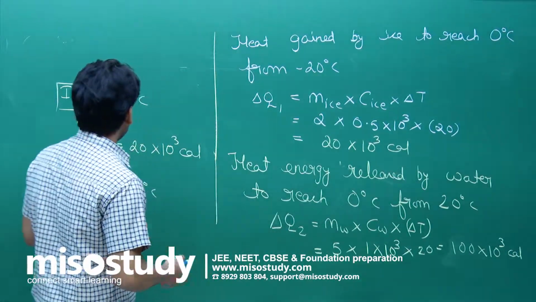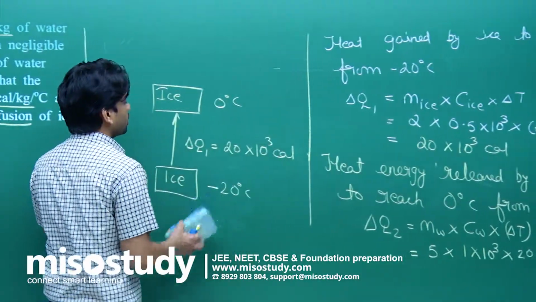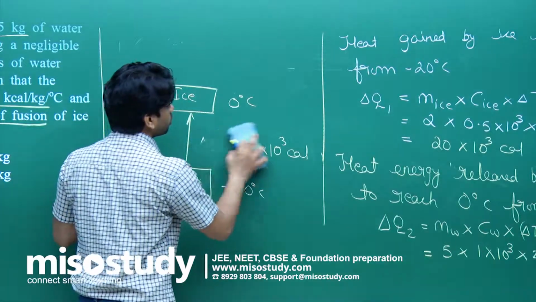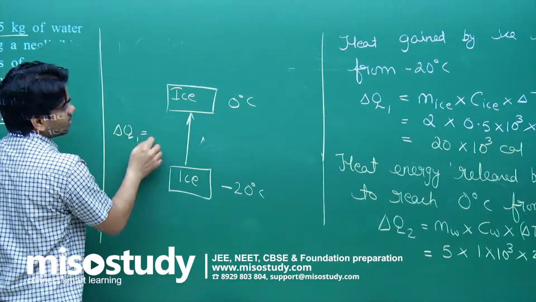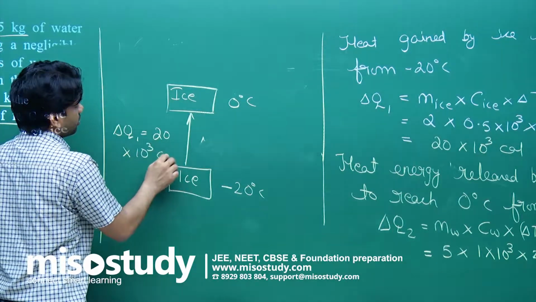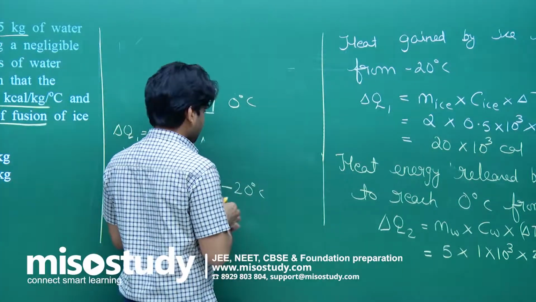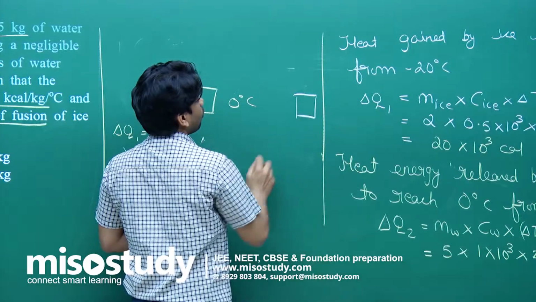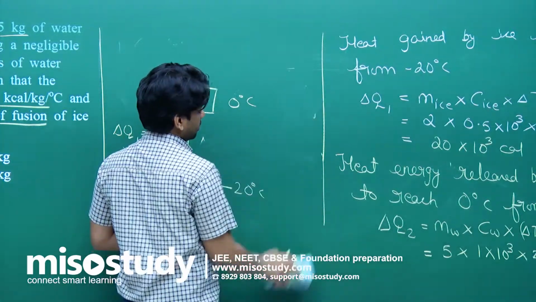So I'm going to make one more curve to actually explain the situation. Since we have less space here, I'll make some more space. Delta Q1 was given as 20 into 10 to the power 3 calorie. Now for water conversion, what we have obtained, I'll use a different color: water at 20 degrees Celsius to reach 0 degrees Celsius.